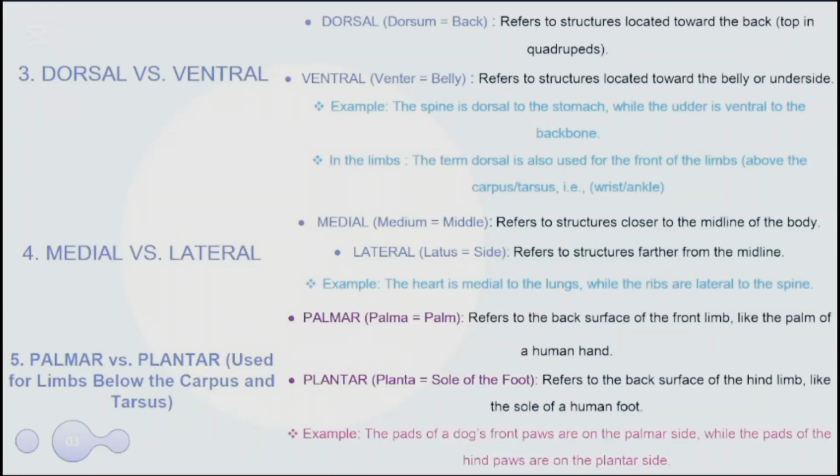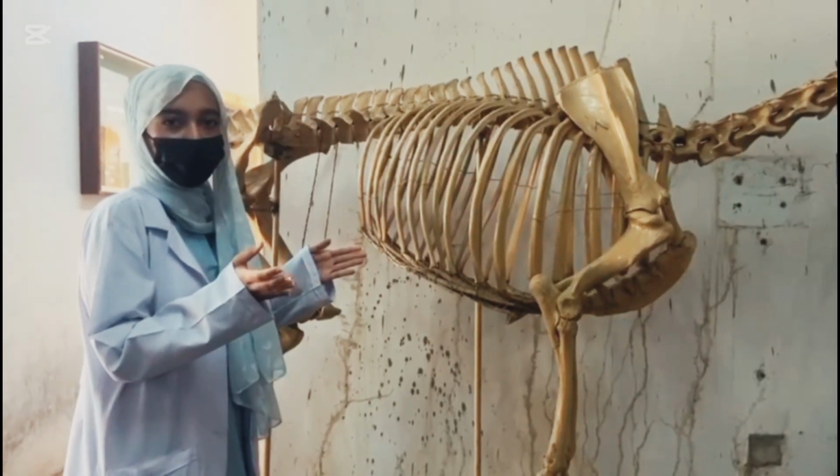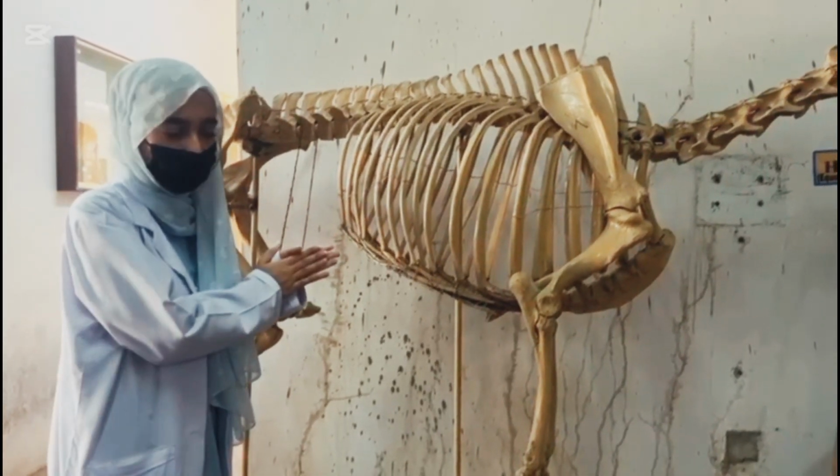Medial versus lateral. Medial, derived from the word medium, that means middle, refers to the structure closer to the midline of the body. Lateral, derived from the word latus, that means side, refers to the structure farther from the midline. For example, the heart is medial to the lungs, while the ribs are lateral to the spine.